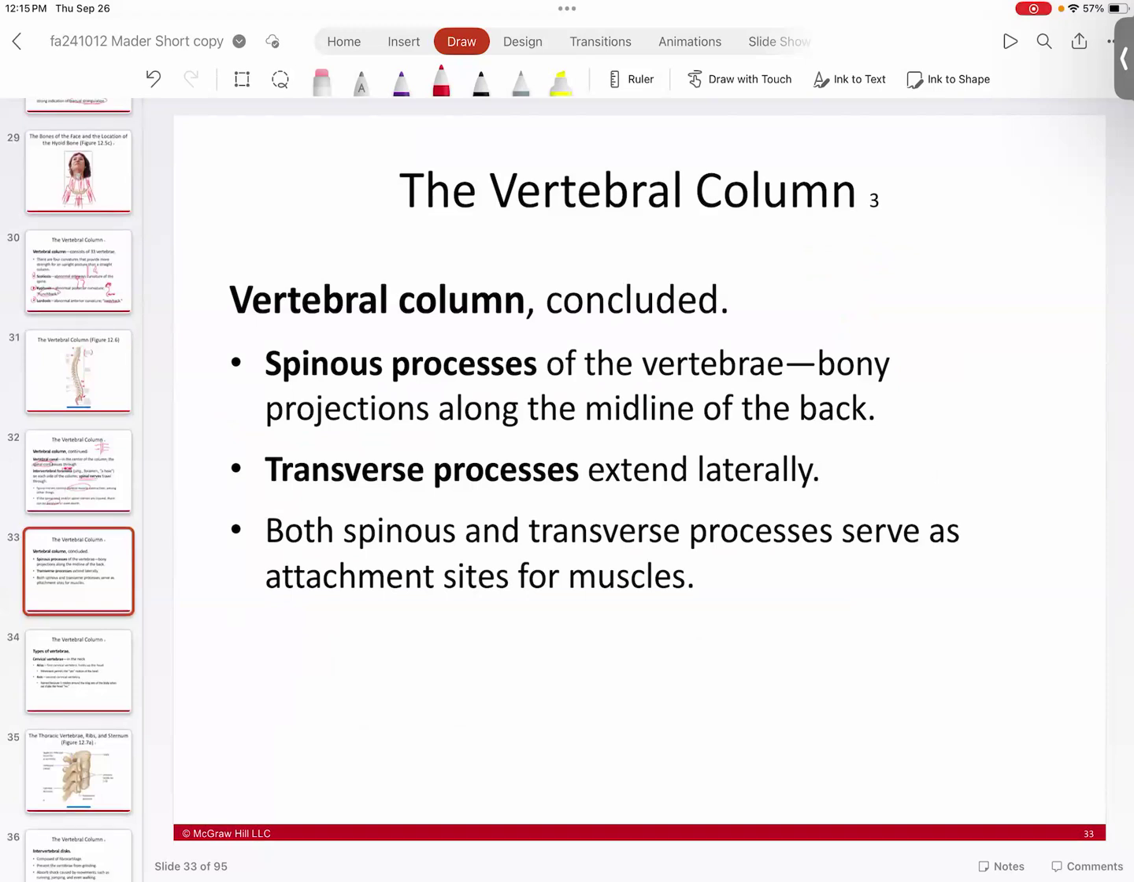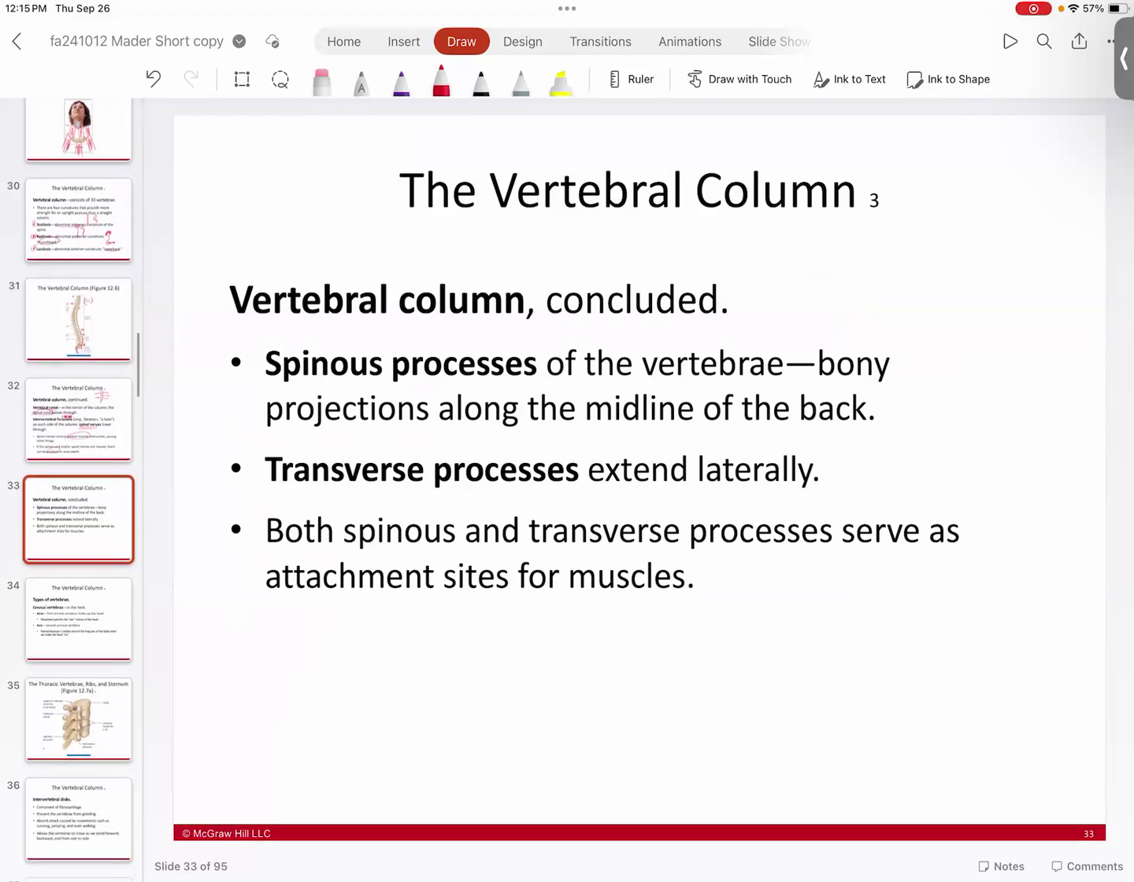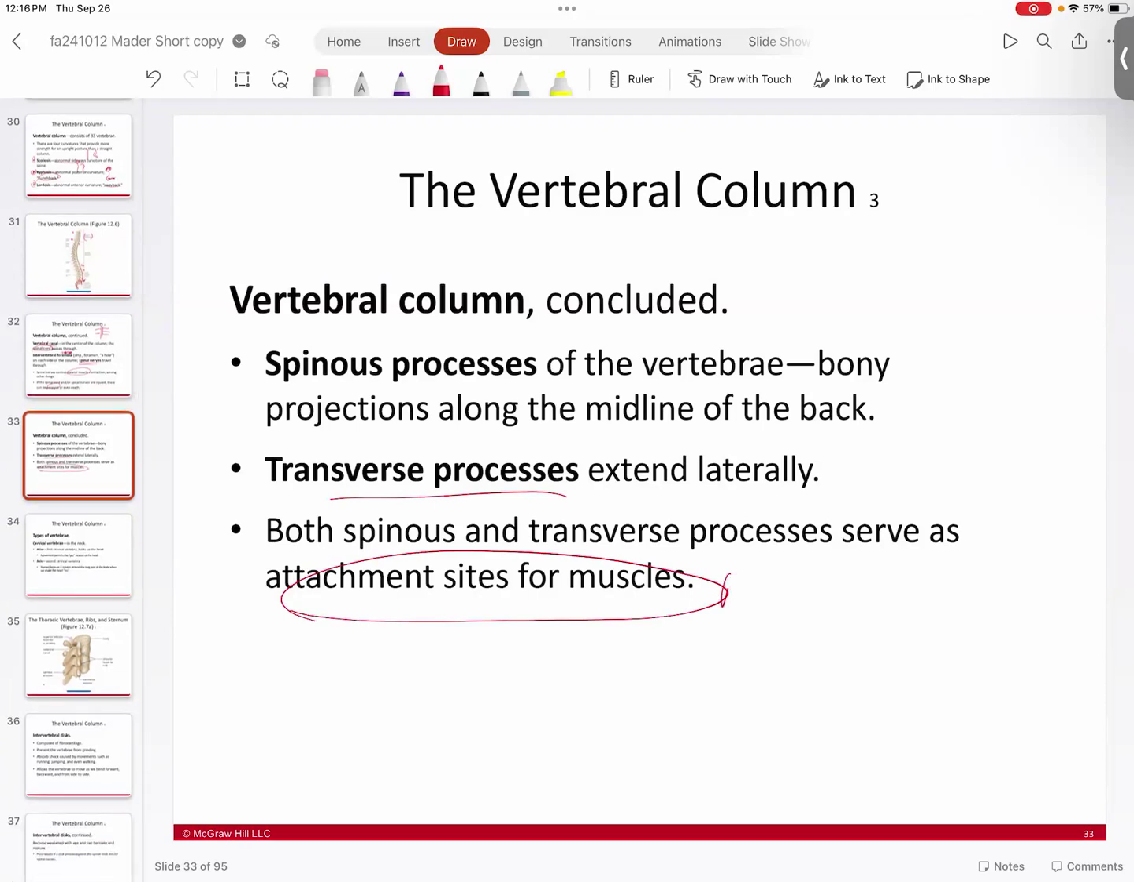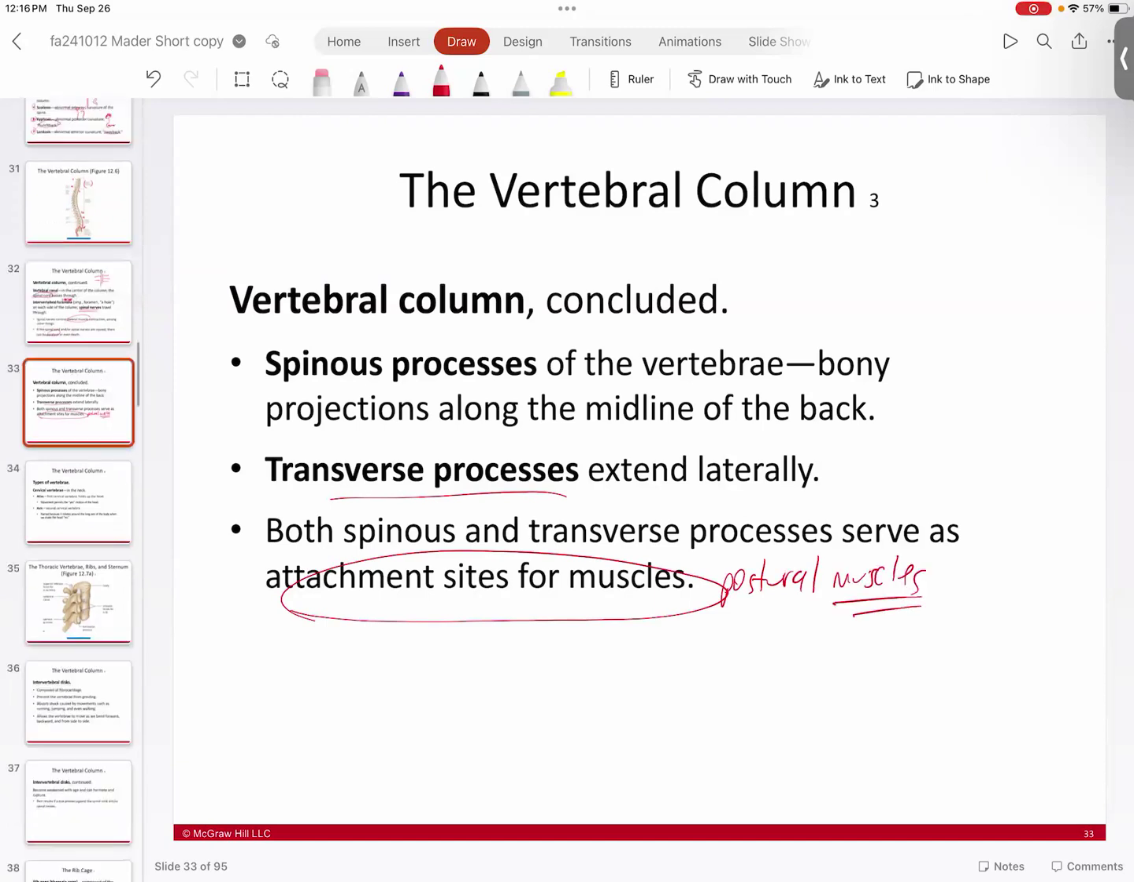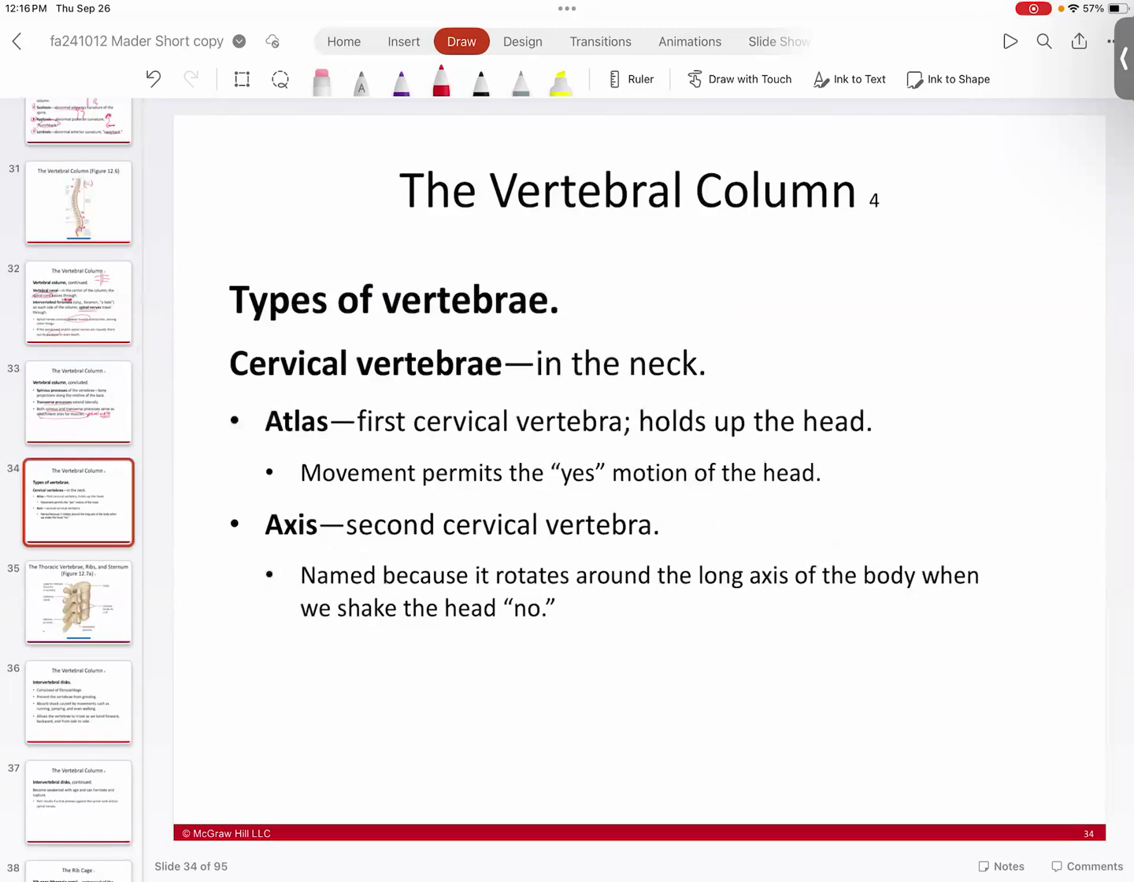A couple more structures associated with the vertebral column. Your spinous processes are bony projections that stick out of the top of the vertebral column along the midline of the back. These are the little bumps that you can feel along your vertebral column. And the transverse processes stick out to the side, they extend laterally. These are always for muscle attachment. So a lot of those postural muscles that you need in your back are attached to the spinous and the transverse processes.